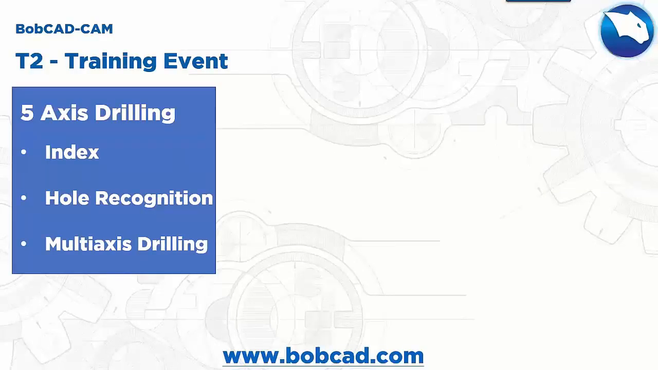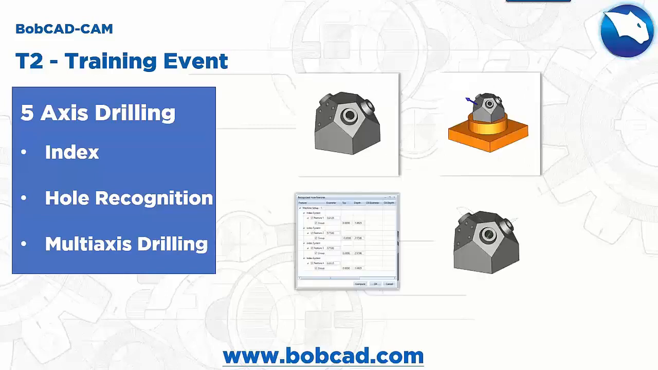All right, so when it comes to drilling, we're going to go through indexing, how you pick a surface to establish an index system so you can do 3+2 style machining. We'll also talk about how hole recognition is utilized with index systems for 5-axis drilling, and then an example of 5-axis drilling using the multi-axis drilling features. Okay, so those are the topics there.